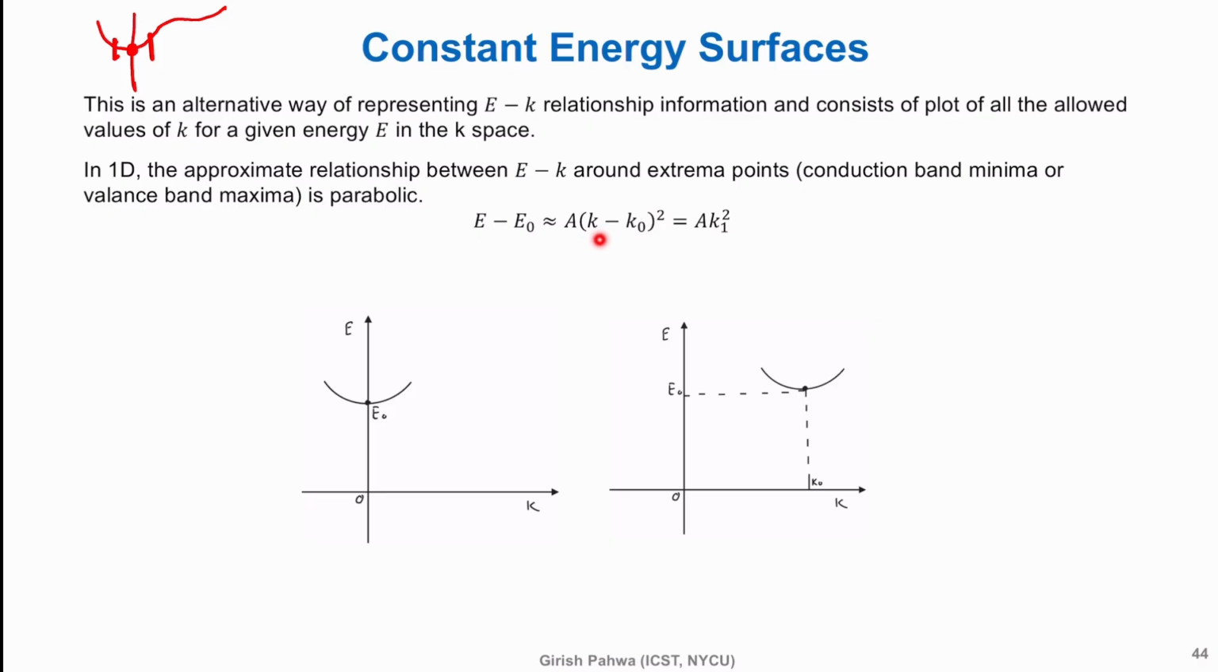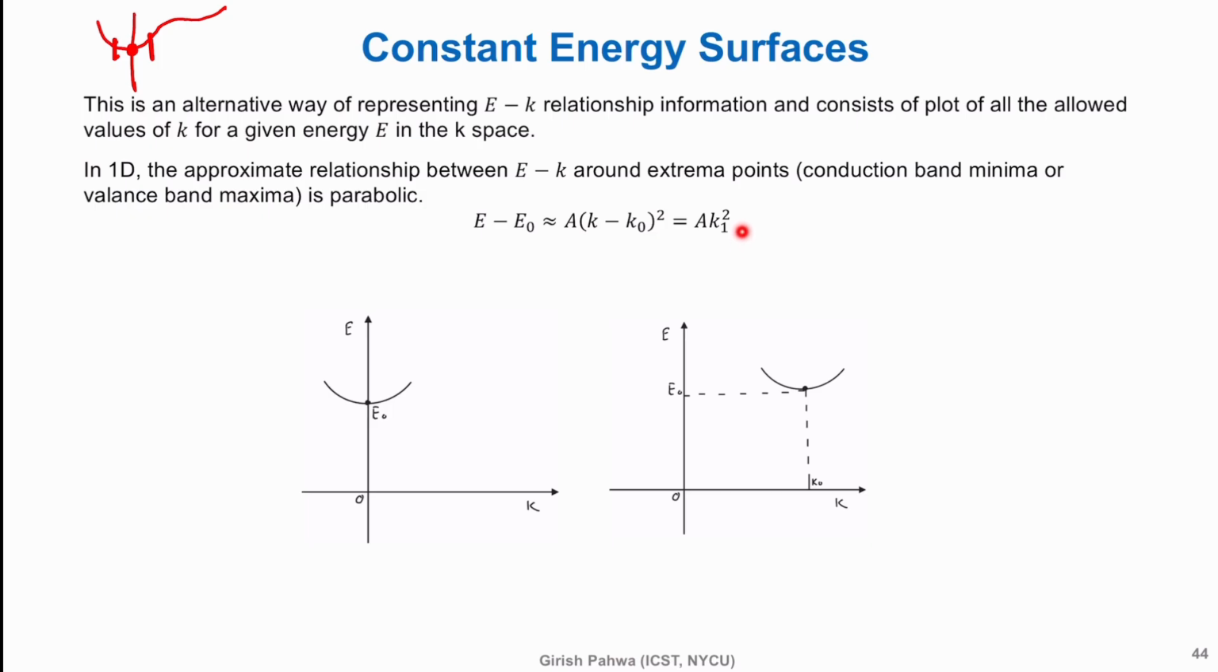Now let me call this K minus K naught as some K1. So K1 is basically the distance measured from the minimum. So for example, K is here, K naught is here. The difference between them is K1. Got it? So this is the distance from the minimum energy point or maximum energy point, the extrema point. So this is a simple relationship then. E minus E naught is equal to some A K1 square, right?